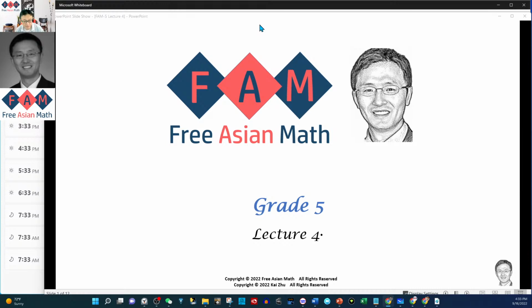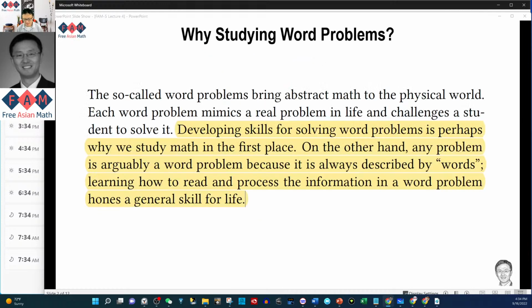And there's a rule at Free Asian Math, fifth grade, that whenever you have a word problem, you are prohibited from using any algebra method to solve the problem, even if you have already learned some algebra. You are only allowed to use arithmetical methods. And the reason is we want to really train you to be smarter. Let's face it, when you are really good at using algebra to solve word problems, you will become smarter. But if you learn arithmetical methods before learning algebra, then you will become much smarter. Trust me.